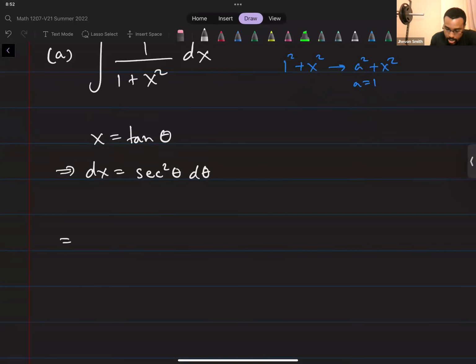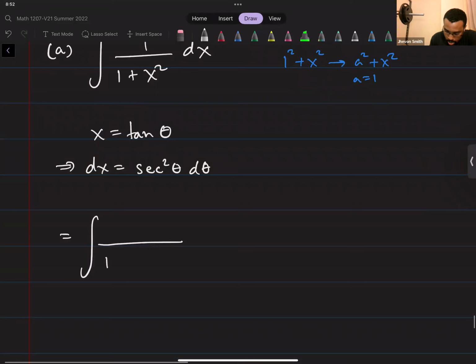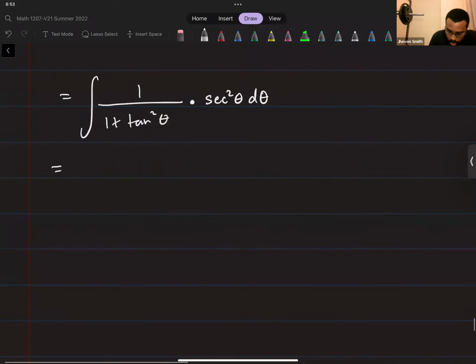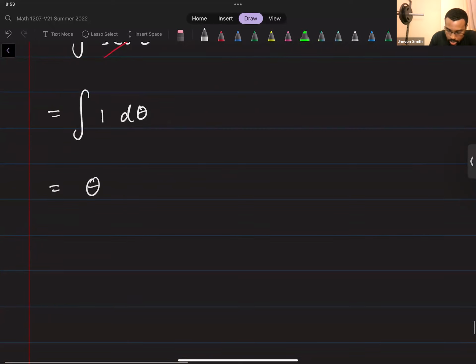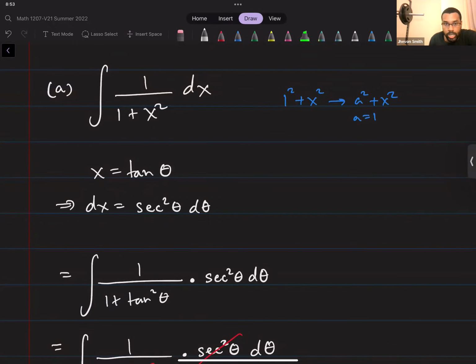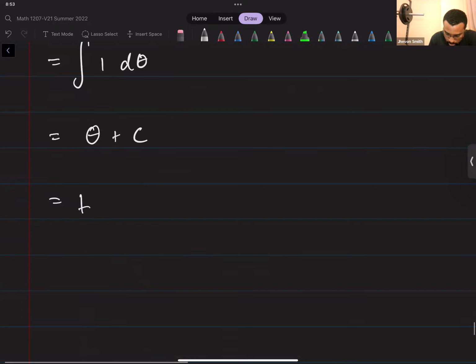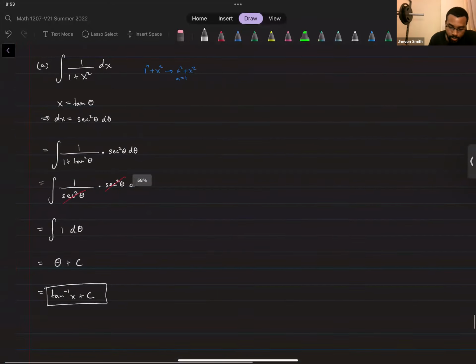And you would just go and plug this in. So in the bottom, you would have 1 plus tan squared, and your dx would just be secant squared. Of course, 1 plus tan squared is secant squared. The secants would cancel, and you would just have the integral of 1 d theta. Integrating 1 d theta, of course, you get theta plus c. What is theta? Well, x was tan theta, which means theta is just tan inverse of x. And we've re-derived the formula using trig sub.